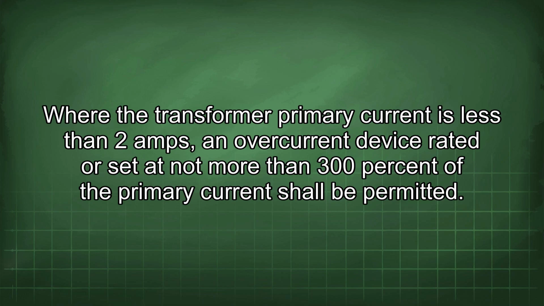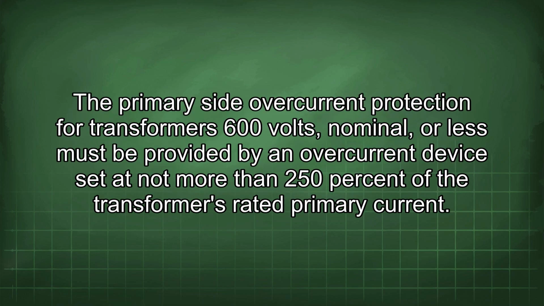Where the transformer primary current is less than 2 amps, an overcurrent device rated or set at not more than 300% of the primary current shall be permitted. The primary side overcurrent protection for transformers 600 volts, nominal, or less must be provided by an overcurrent device set at not more than 250% of the transformer's rated primary current.